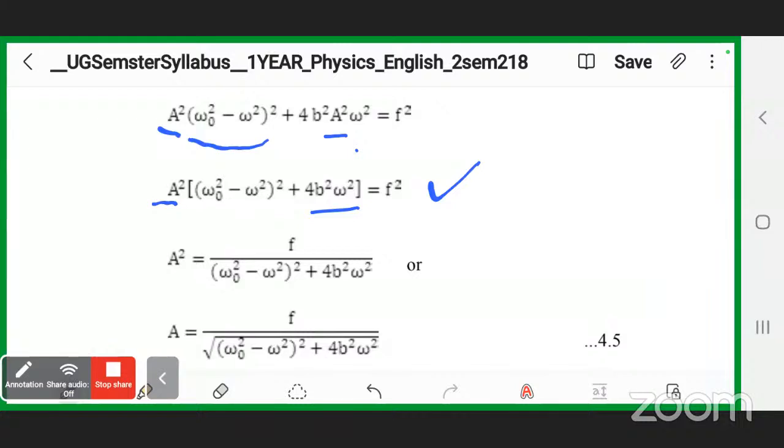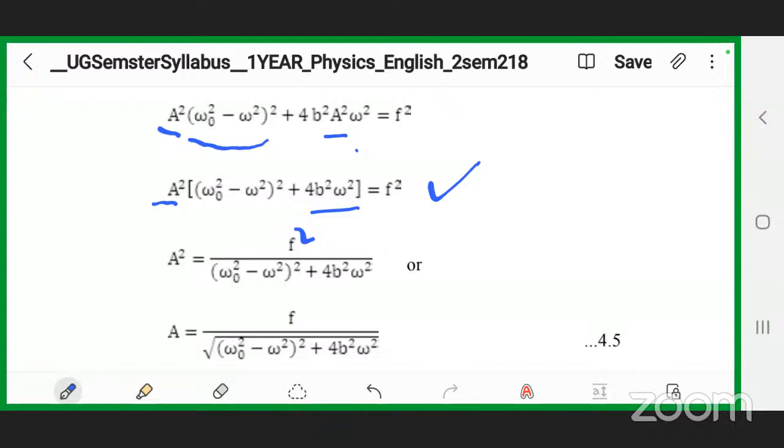Okay, is this equation understood? If you respond, I can go. F, then the bracket here goes to the other side as division. So a square equals F square divided by this. Later on, a equals the square root. Right?